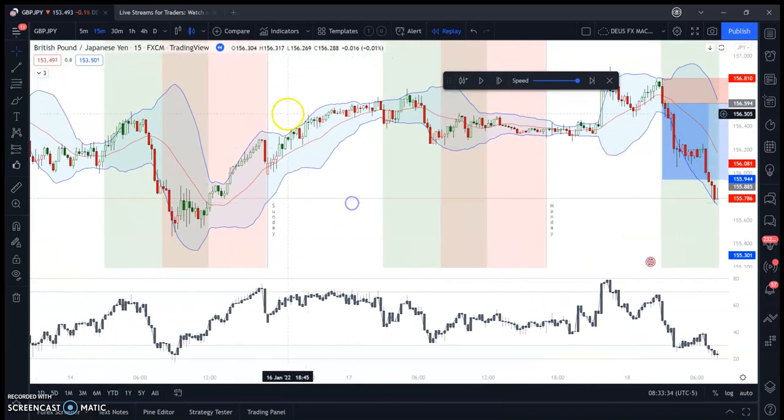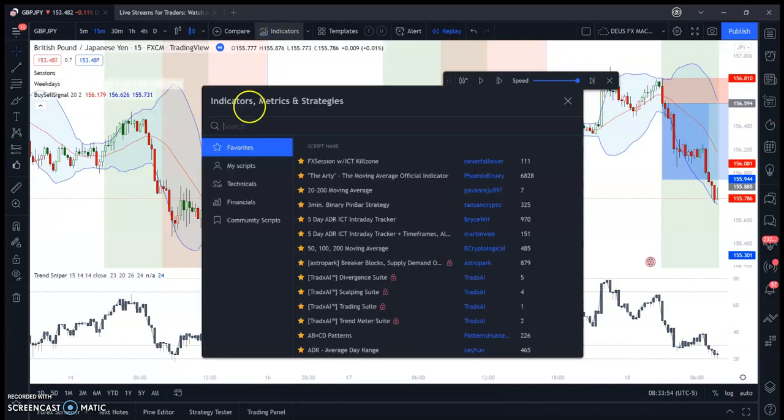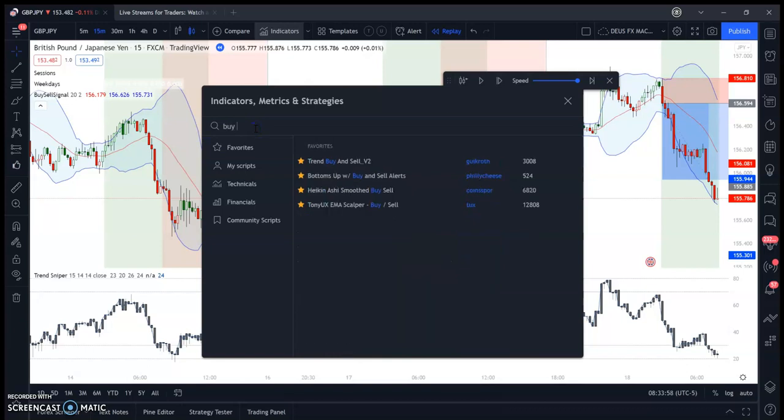I am going to start doing some more videos with different types of strategies with free indicators. None of them are going to be paid. The only thing that you have to pay for is TradingView, which is only like $15 a month, so it's really nothing. But yeah, you're going to want to look up in the indicators on TradingView, look up buy, sell, signal.